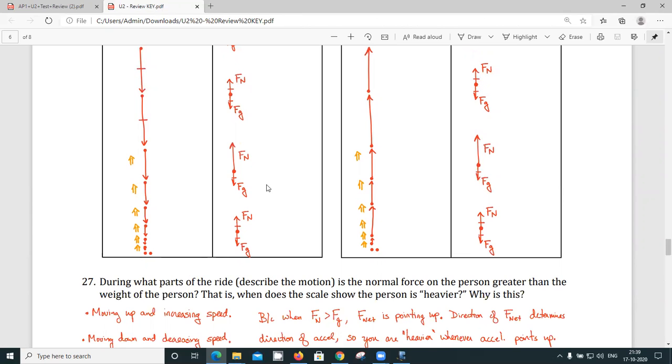Because the lift is getting stopped, the floor is not moving faster, but you are falling freely, like falling in gravity with the same speed, and the reduction of speed is happening because of this normal reaction. So just think about it. I think it will become clear.